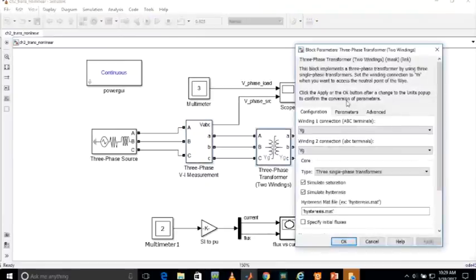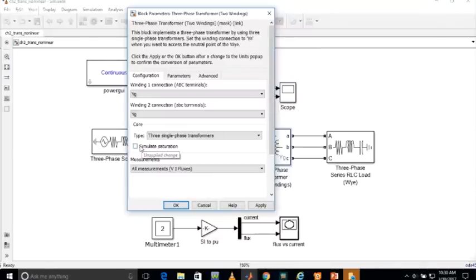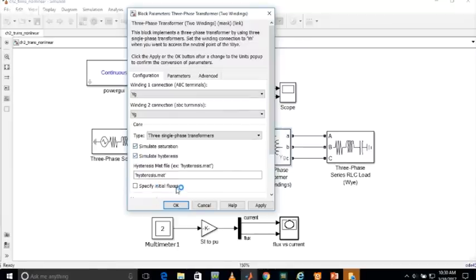If you double click it, to make a simple linear transformer into a non-linear type, you just have to take, in the type section, the three single phase transformer option. Next there is simulate saturation. If you click it, then the option of simulate hysteresis will also come. Let me show you. This is a normal linear transformer. Click it, simulate saturation, then we have simulate hysteresis and specify initial fluxes. We are not specifying initial fluxes, we are specifying only simulate hysteresis.